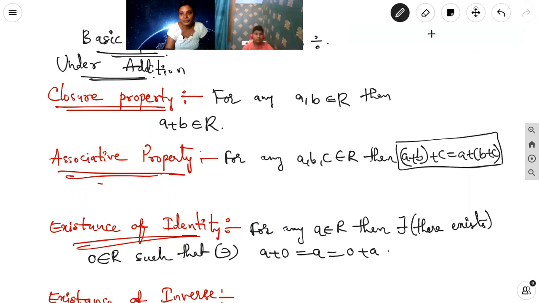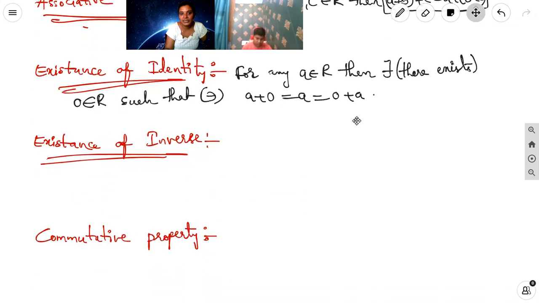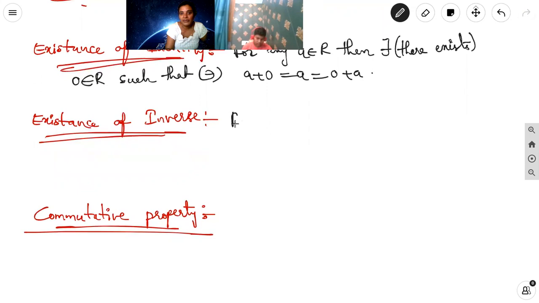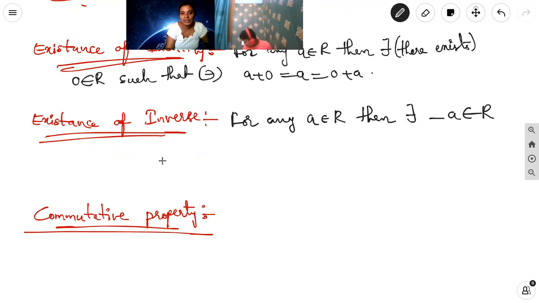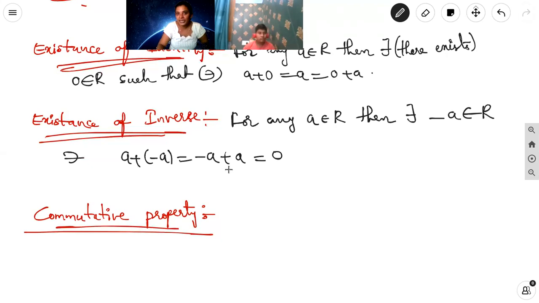Next, existence of inverse. For any a belongs to capital R, there exists minus a belongs to capital R such that a plus of minus a equals minus a plus a equals the identity element 0. Under addition, 0 is the identity element, and minus a is the additive inverse of a. a is the additive inverse of minus a.